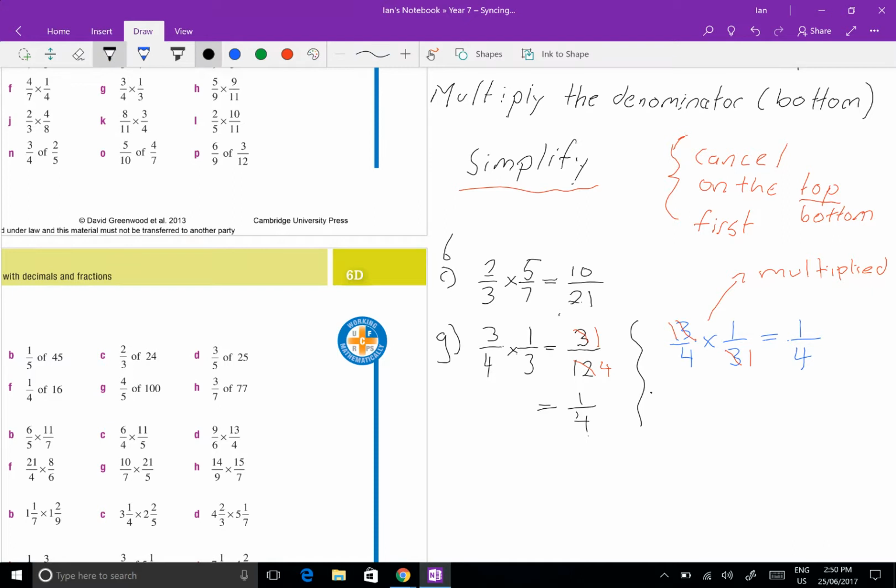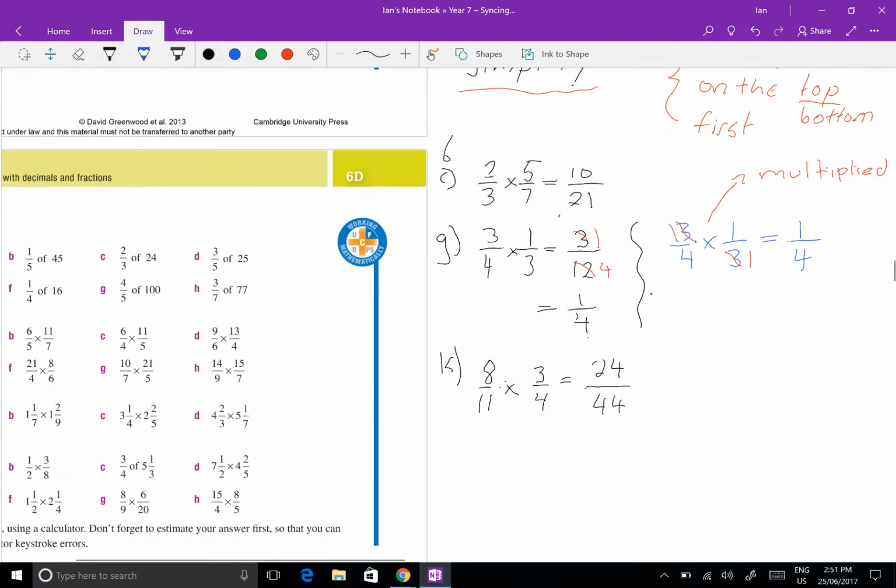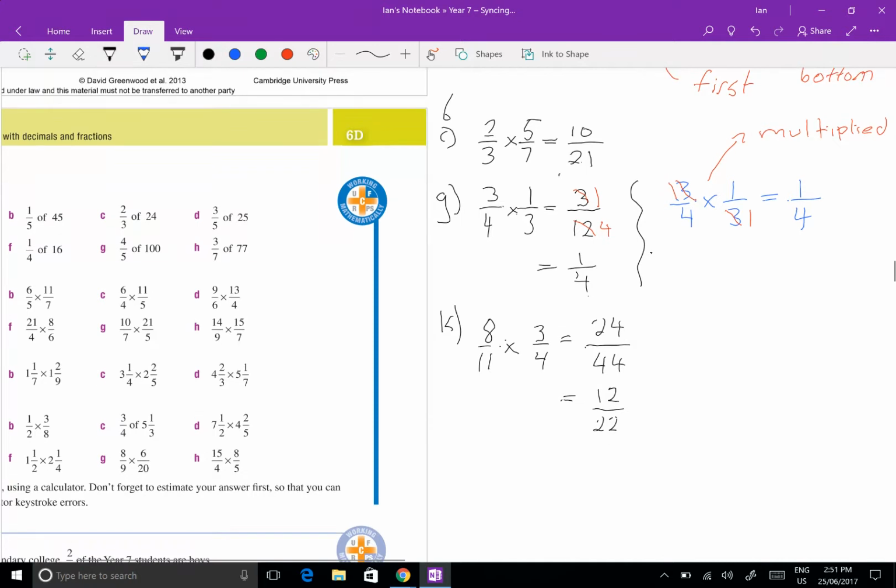What have I got? I've got K. 8 on 11 times 3 on 4. Well, 3 8s are 24 and 4 11s are 44. Oh, I've got to cancel. Well, let's halve them both, because that's the easiest way to cancel. Halve them both, which is dividing by 2. So that'll give me 12 on 22. Well, they're still even numbers, so I can halve them again. Half of 12 is 6, and half of 22 is 11. 6 on 11.